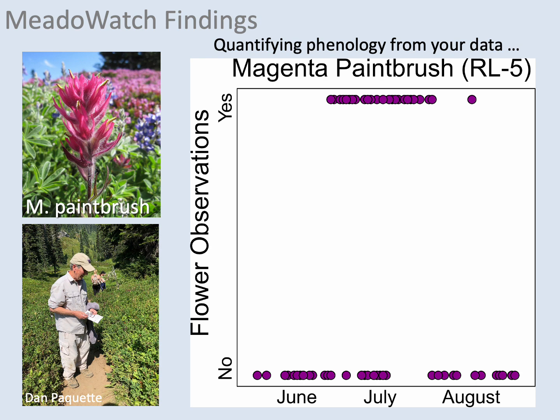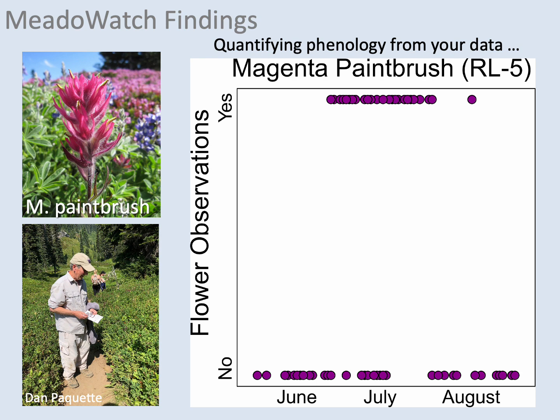Time is along the x-axis, and days when volunteers hiked and observed the species flowering are marked with a yes, and days when volunteers hiked and didn't see any magenta paintbrush flowering are marked with a no. So each colored dot represents one hiker making an observation on one day.